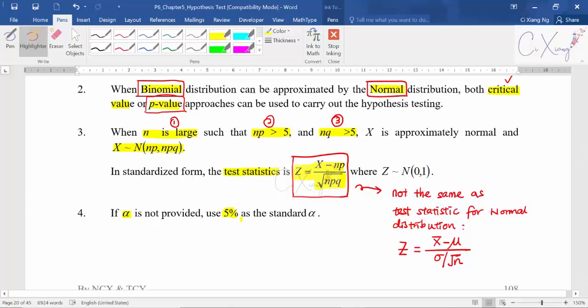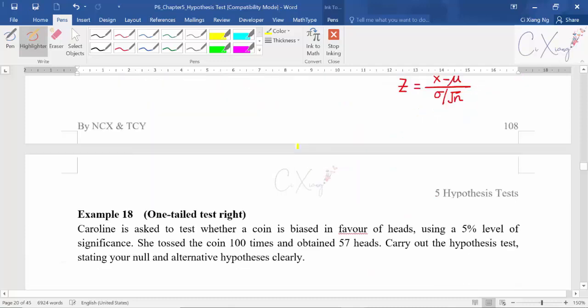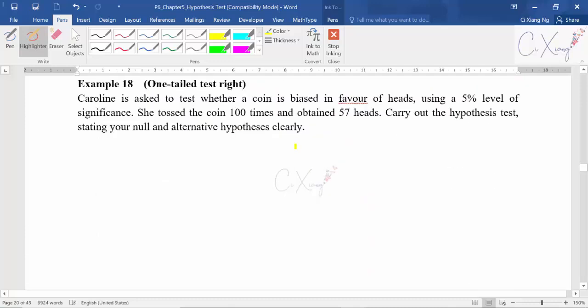All these are some small details, and the steps of carrying out the test are generally still the same as what we learned before. I will discuss a few examples with you here, then you can try out the other one in the notes. As an example, I will discuss example 18, then you try example 19 on your own. Okay, let us start.